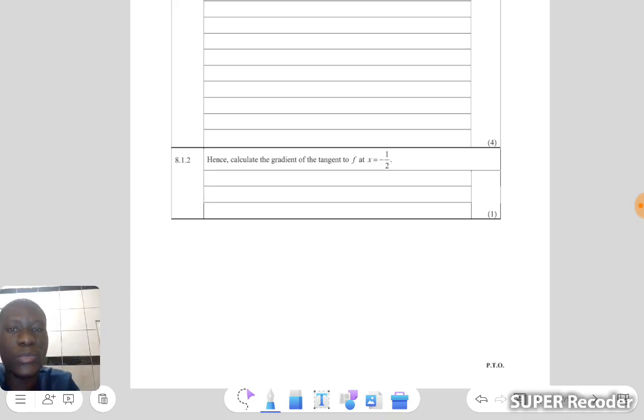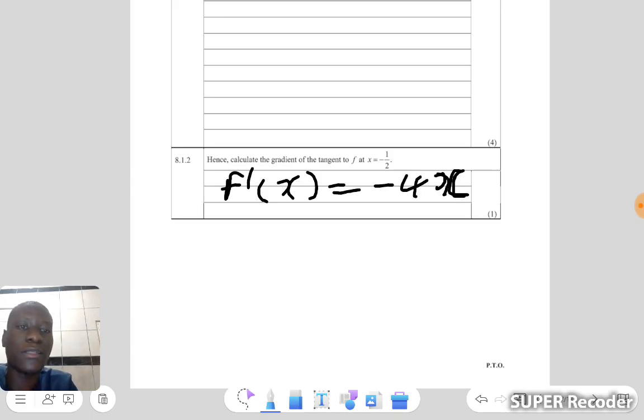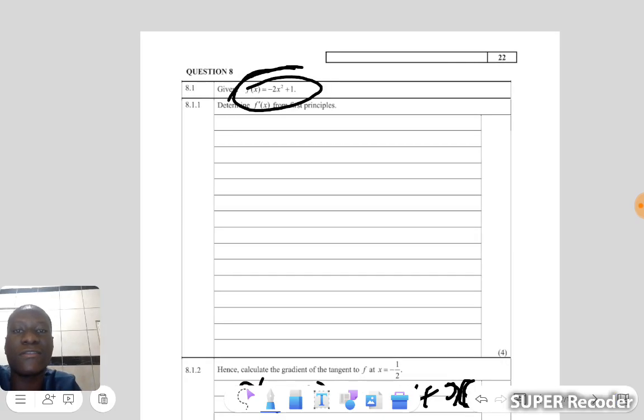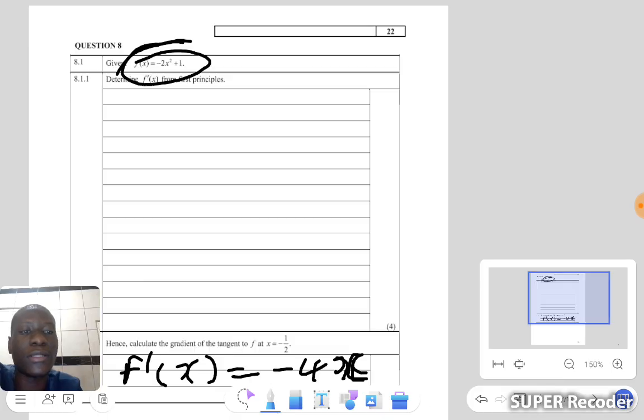So that is why in this question they're saying hence calculate the gradient of the tangent to f of x. Remember our f of x, right, equals negative 4x. This is our first derivative from first principle. Another thing: if you want to prove that you got the correct first principle, you can derive the given function. Let me go to that function, this one. You can find the derivative of it. If you get negative 4x, that means you did the correct things, right?